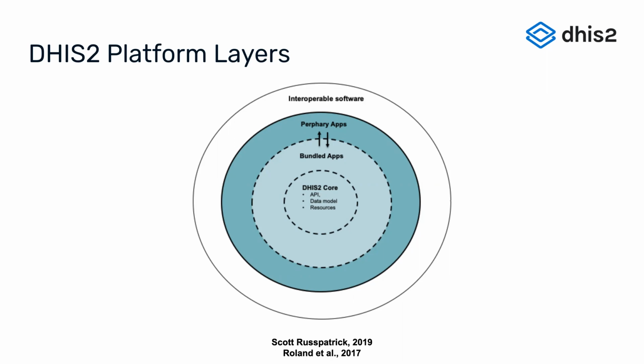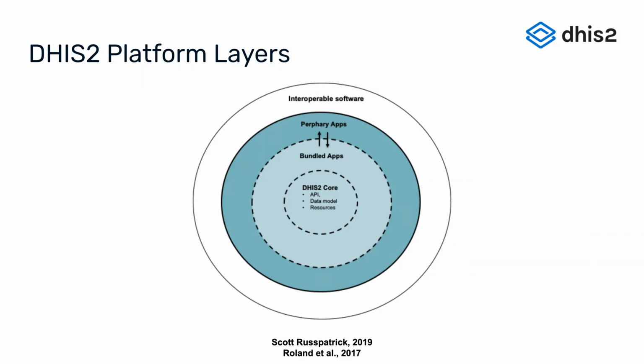At the very center of this circle, you have the DHIS2 core, which has APIs, it has the data model, it has all of the different resources that go into how you define indicators, data elements, org units, users, all of these things, the very core functionality of DHIS2 as a data store.